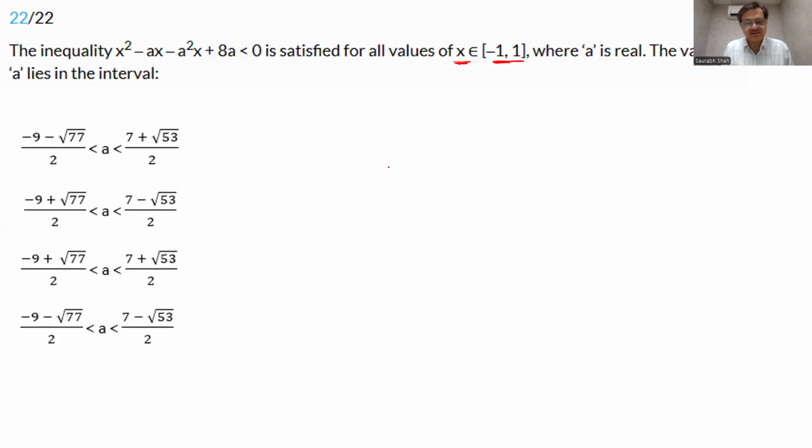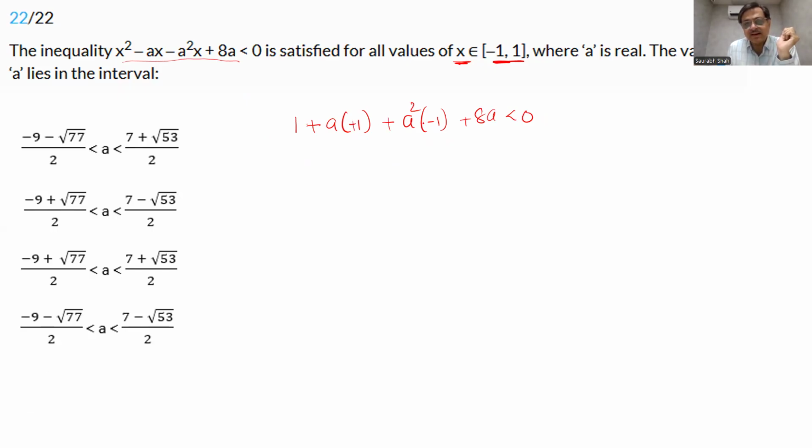Okay, we'll resume the slide. So here, we'll put x is equal to -1 in the given equation. So (-1) square, x square minus 1 square is again 1. (1 minus a) into (-1 minus a square) into (-1) plus 8a is less than 0.